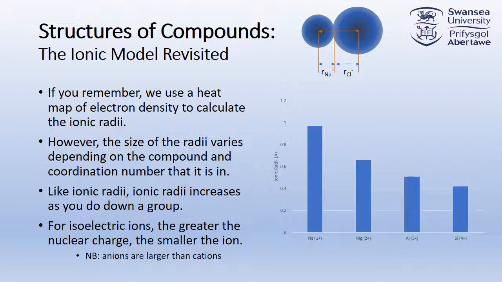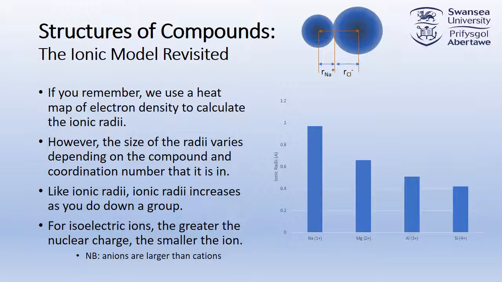So I put here ionic radii. I think I should have actually written atomic radii. Ionic radii increases as you go down a group, as you're actually increasing another shell of electrons. And for isoelectronic ions, so those that have the same electron configuration, the greater the nuclear charge, the smaller the ion. So the more attraction to the nucleus, the smaller that ion is. And it should be noted as well that anions are larger than cations.